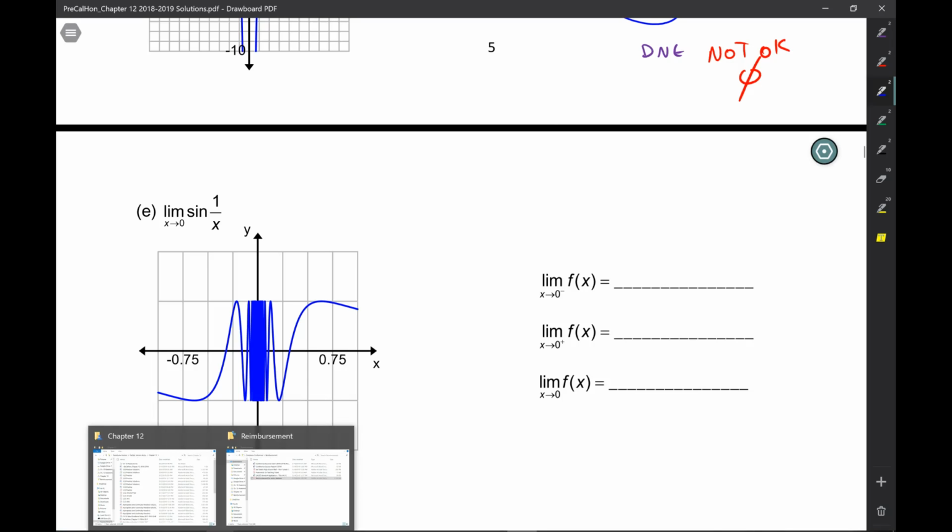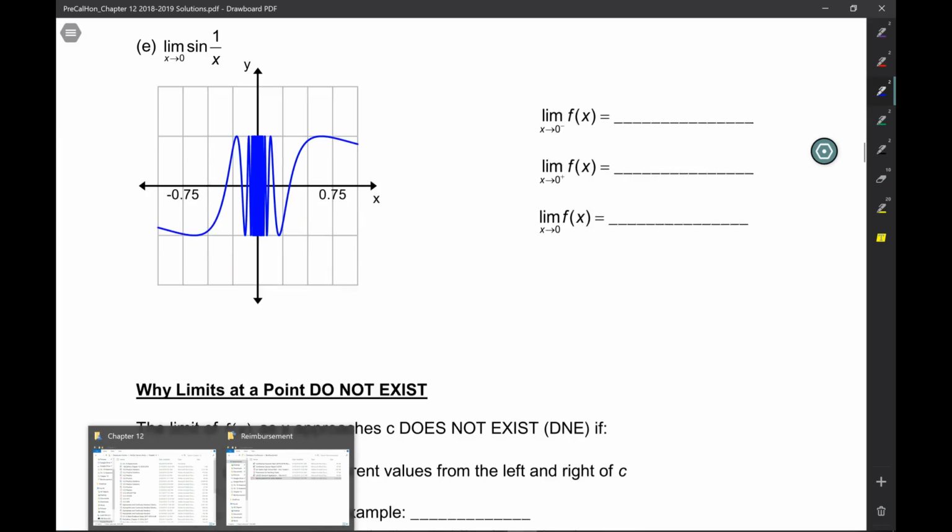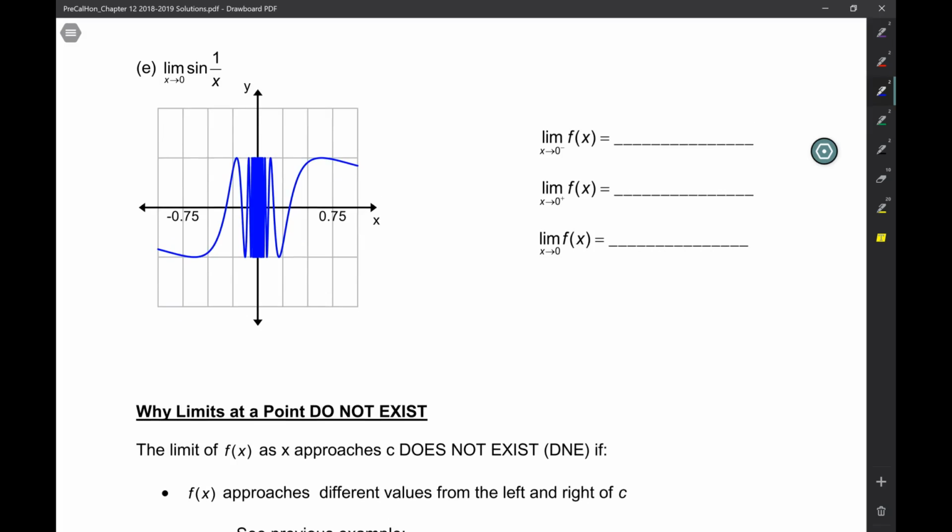So take a look at this one. The limit as x approaches 0 of sine of 1 over x. Notice this, it's going from negative 1 to 1. If this is 0.75, then here this is 0.25 and negative 0.25. Look at what it's doing. It's oscillating like crazy in the middle, so we have no idea what's happening.